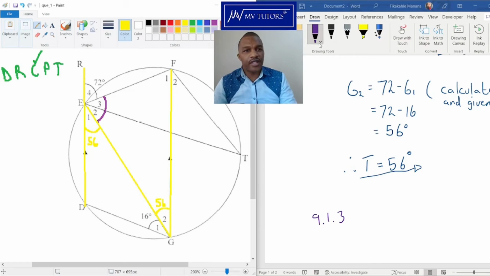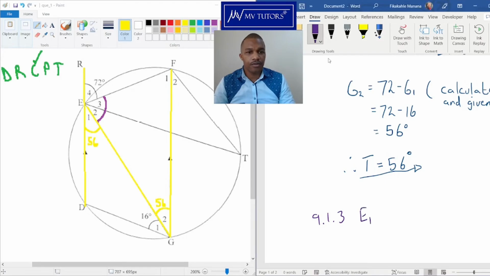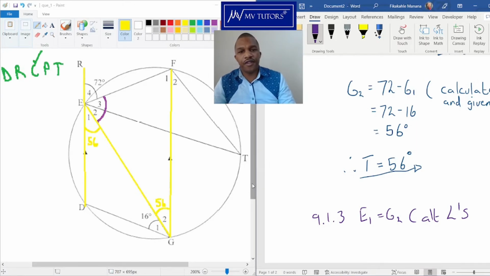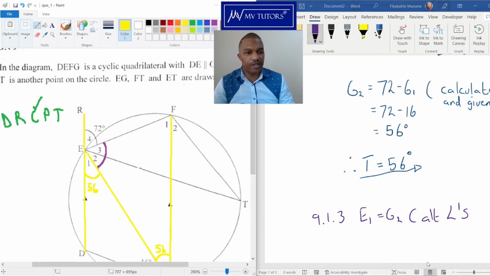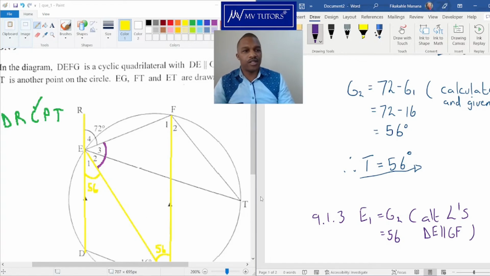But how are we going to do the write up? First of all, we're going to say E1 is equal to G2, and the reason is alternate angles. When you say alternate angles, you always need to put the parallel lines. I prefer writing it exactly as they wrote it here. They said DE is parallel to GF. Cool, that's it. Then we can go on and solve it. G2 is 56, that means E1 is equal to 56.